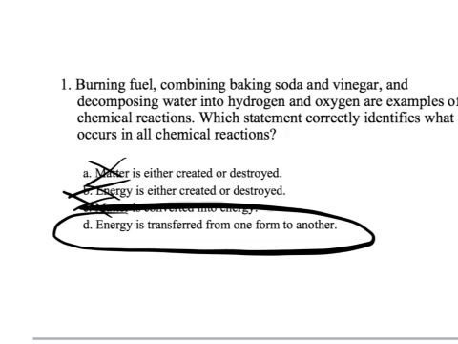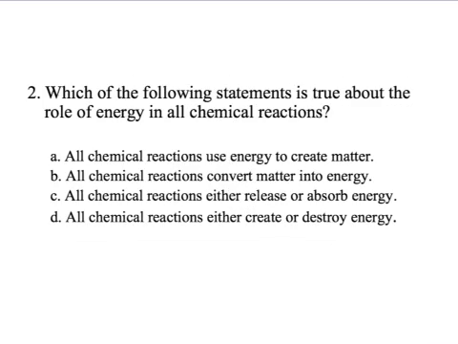What happens in all chemical reactions? Energy is transformed from one form to another. Which of the following statements is true about the role of energy in all chemical reactions? All chemical reactions use energy to create matter. They don't create matter. All chemical reactions convert matter into energy. They don't do that. All chemical reactions either release or absorb energy.